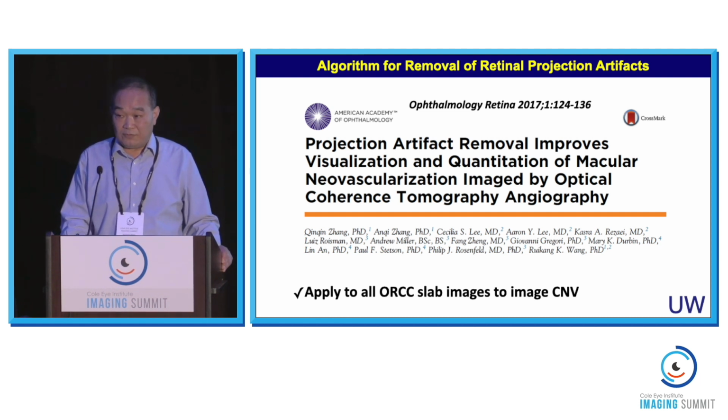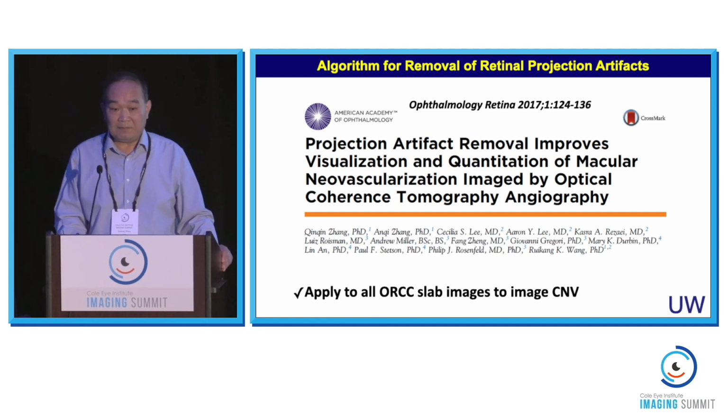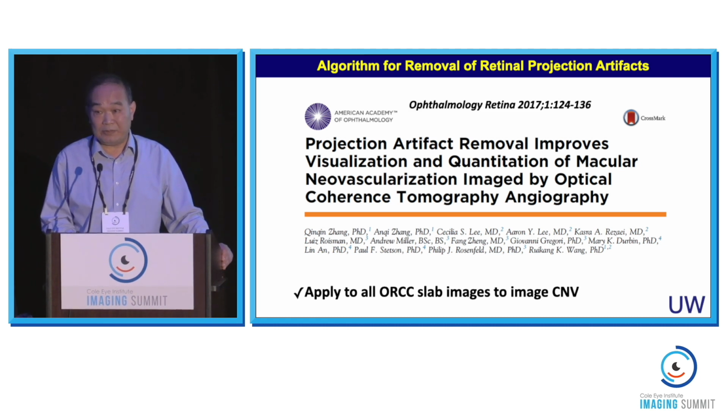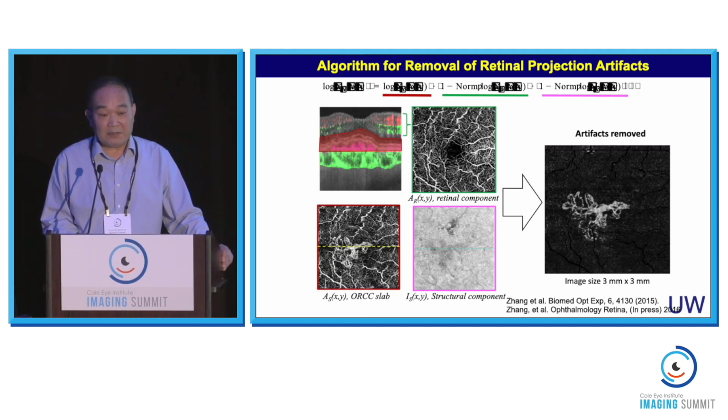So therefore, to visualize or quantify CMV, this projection artifact has to be removed. We have the algorithms to do that. In the algorithm, what components are involved in the removal of the projection artifacts?